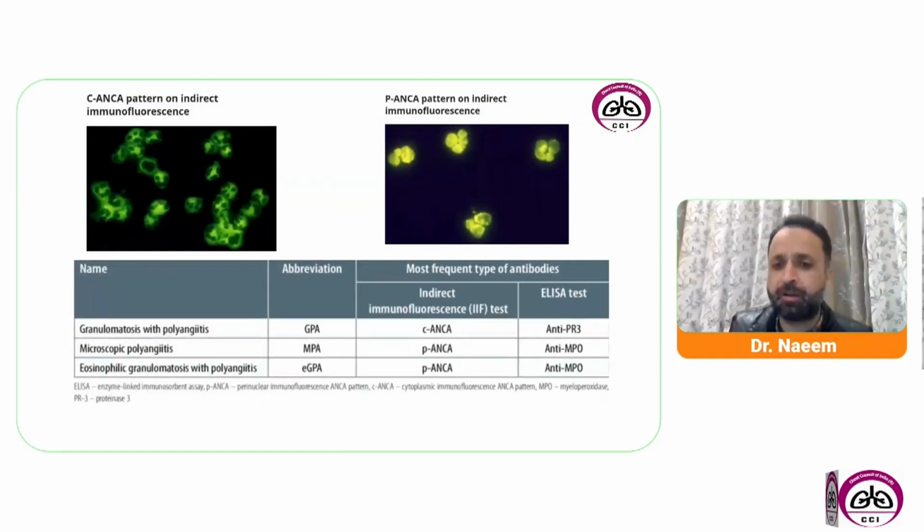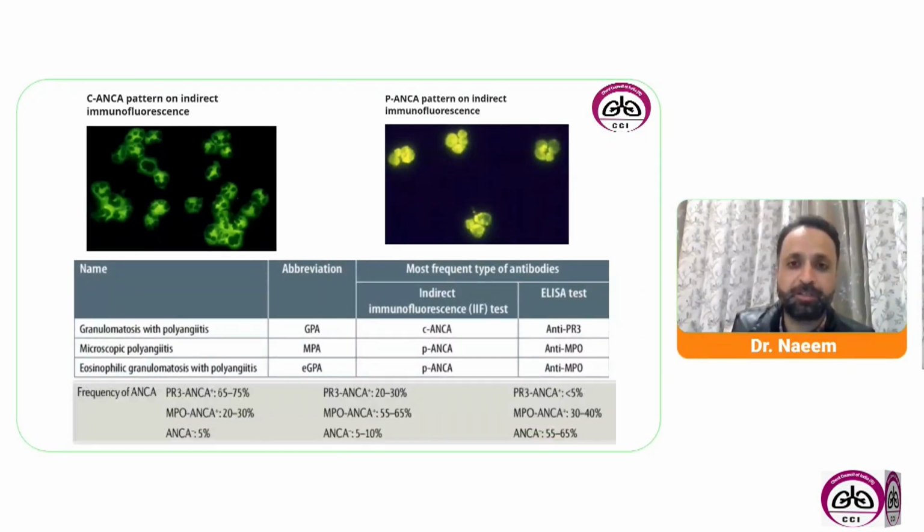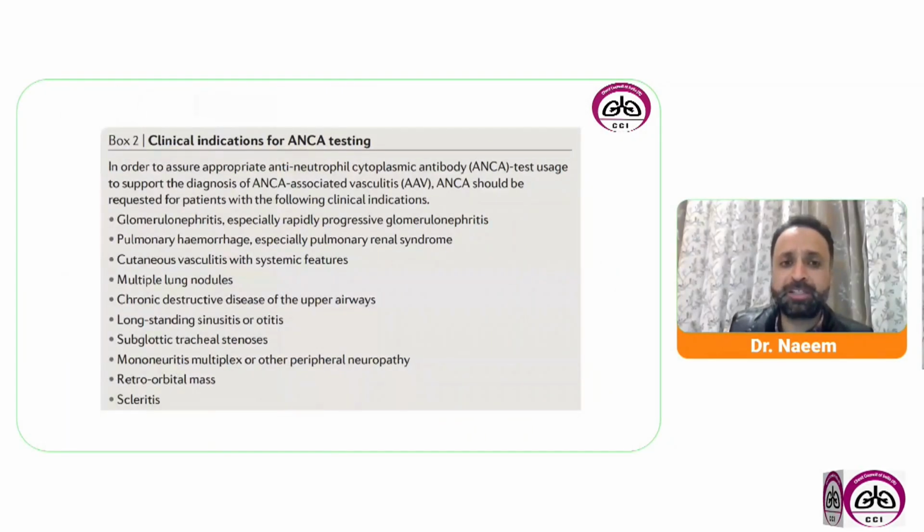Here in this diagram, we can see the distribution of C ANCA and P ANCA along with anti-protease 3 and anti-MPO in various small vessel vasculitis. So, what are the various clinical indications when we should go ahead with ANCA testing? It's glomerulonephritis, diffuse alveolar hemorrhage, multiple lung nodules, subglottic tracheal stenosis, retro-orbital mass, scleritis, as I already described.